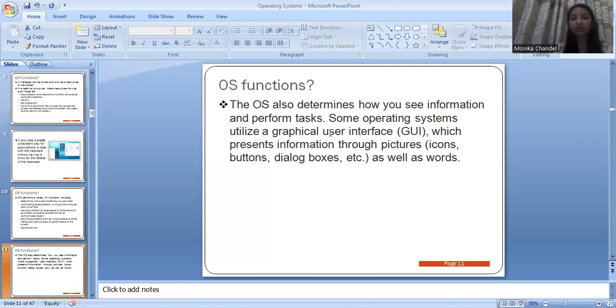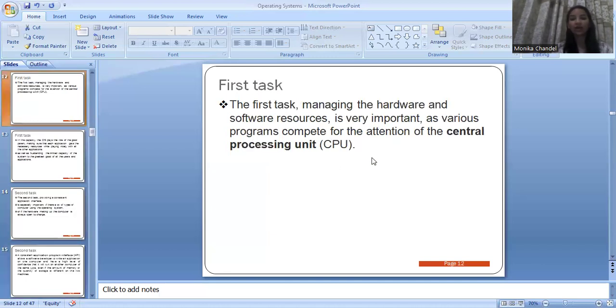Operating system gives the GUI, that is graphical user interface, which presents information as pictures, icons, buttons, dialog boxes, etc. to the user. The first task of the operating system is managing the hardware and software resources, which is very important, as various programs compete for the attention of the CPU, Central Processing Unit. Yes, we can communicate with the CPU through the operating system.